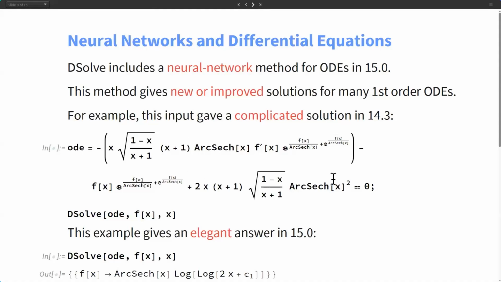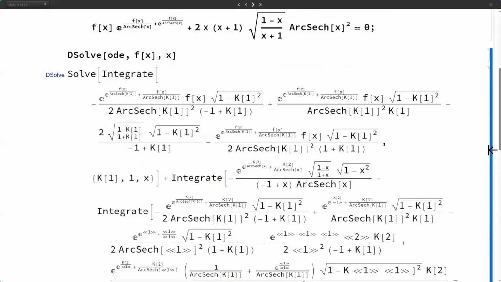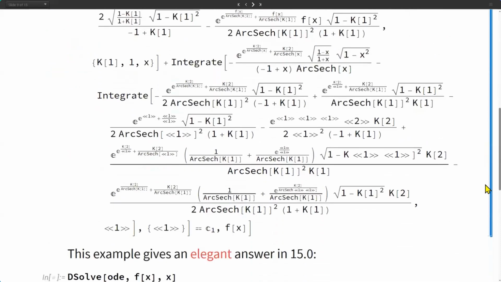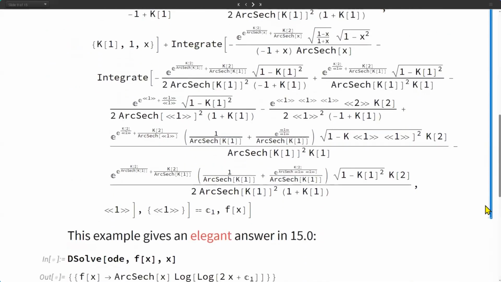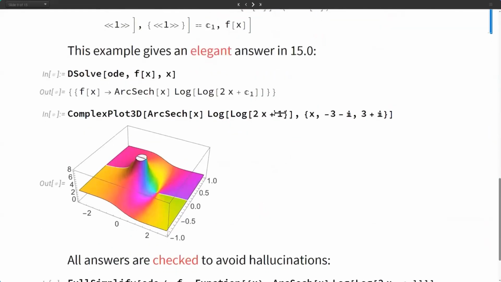So here's an ODE that's pretty messy, probably not a homework problem for anyone. And if you were to try it in 14.3, this is what you'd get. Not particularly pleasant. It's a long, long solution. But this very example gives a beautifully simple answer using neural networks in the new release. I think that's really elegant. And of course, we know from Painlevé's work that as you change the arbitrary constant, the branch cut structure of the solution might change. But I just picked one value of C1 to plot this complex plot of the solution. It's quite nice to look at.